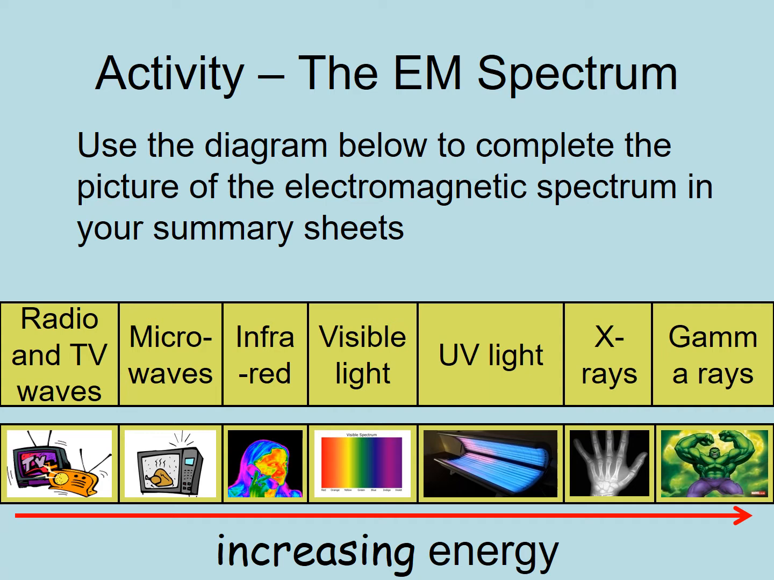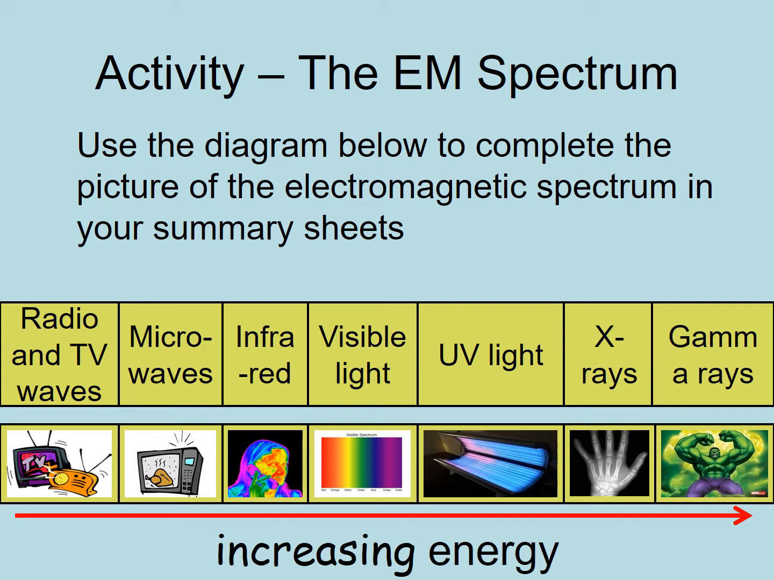So the electromagnetic spectrum is a family of waves. They can all travel at the speed of light and they can all travel through a vacuum. And this makes them different from sound waves, which travel slower and cannot travel through a vacuum. They need particles to travel.